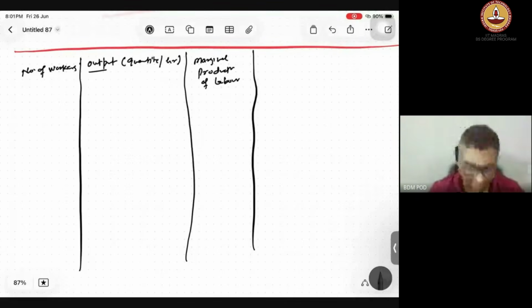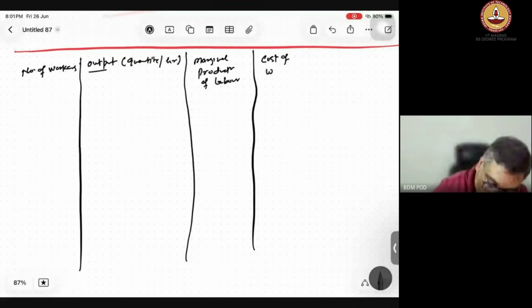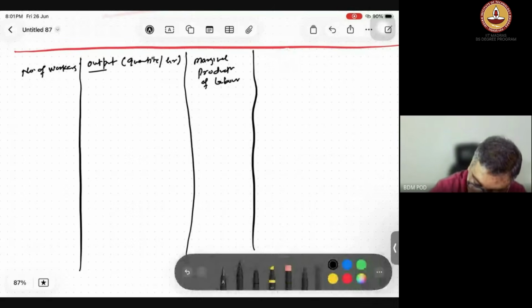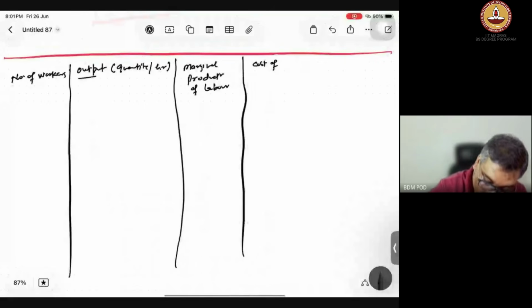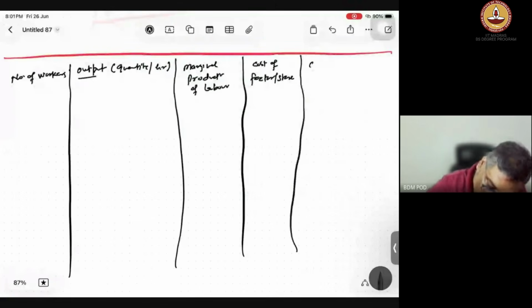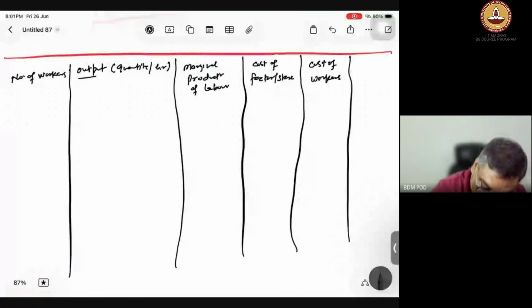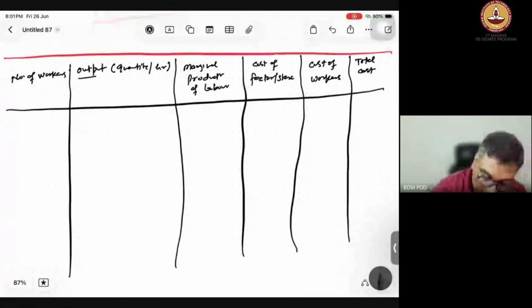Right now, the cost of workers, and your fixed cost, the cost of factory or store. After that comes the cost of workers, right? And then we have the total cost. So this is the total cost of production. We have discussed the cost of production. Now we are understanding what exactly the cost of production means.